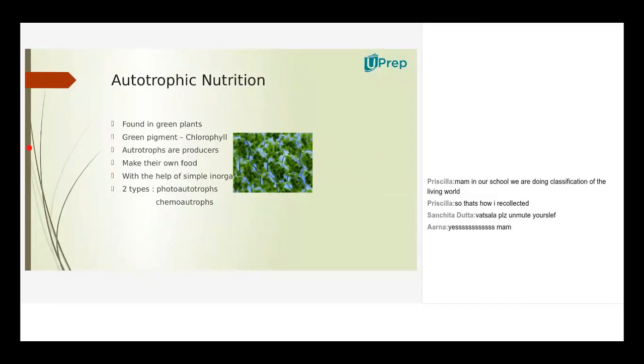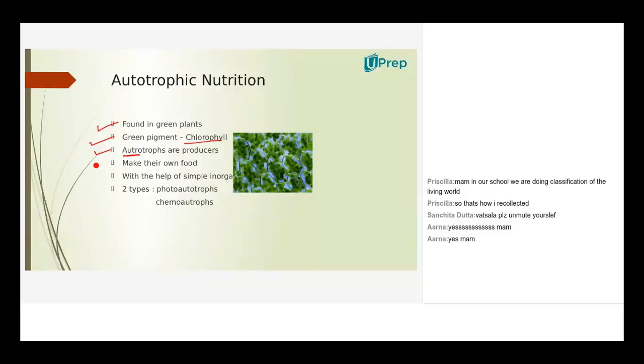So chlorophyll is found in green plants. It is the pigment called chlorophyll, or chloroplast, right? Autotrophs are always producers. They can never be consumers. Obviously, they make their own food. So they're always producers. They're selfless creatures who are just preparing food for others. They don't eat, they're making it for others. Such selfless creatures they are.